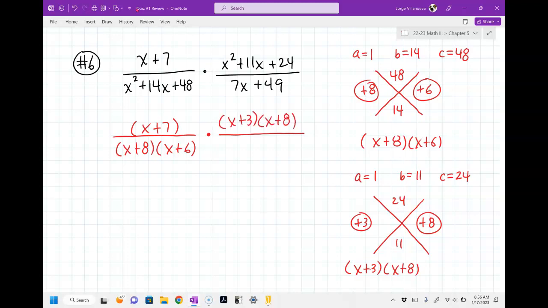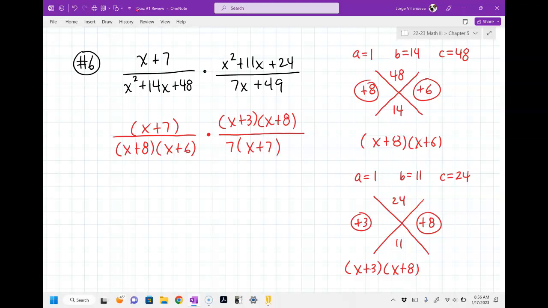Almost done simplifying. Okay? 7x plus 49. Well, do they have anything in common? Yeah, what number do they have in common? 7. So 7 times x plus 7.